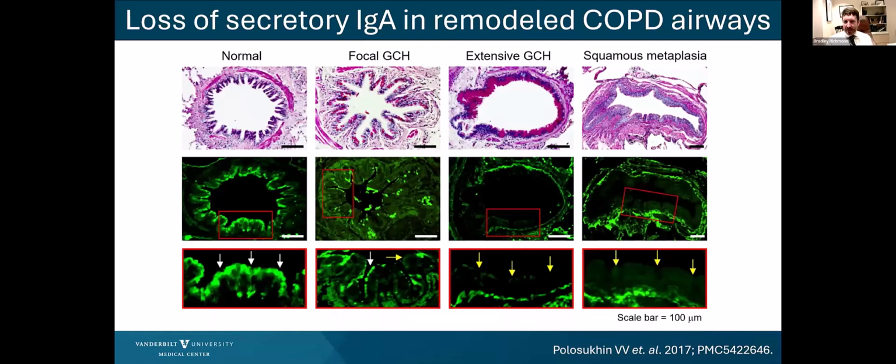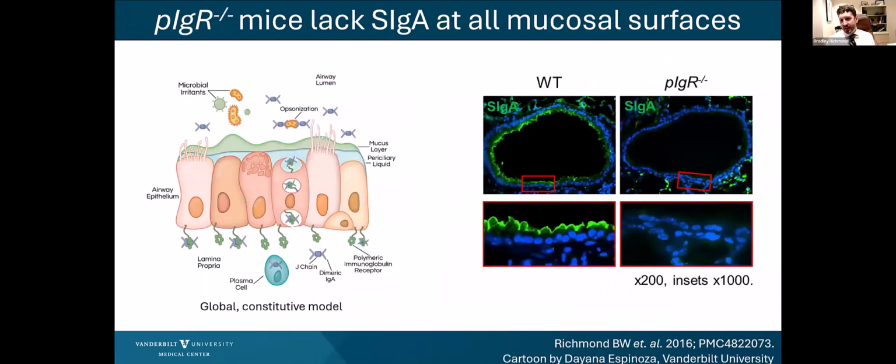The first model was based, as I said, upon an observation we made in human lung tissue, which is that in the small airways of patients with COPD, we observe a loss of secretory IgA on the airway surface. That's particularly true in airways that have extensive goblet cell hyperplasia or squamous metaplasia. And this was described several years ago by my colleague here at Vanderbilt, Dr. Vasily Polasukin.